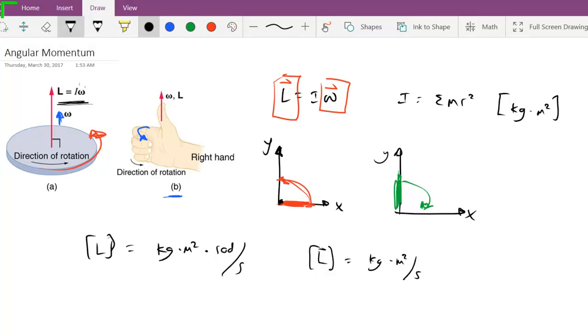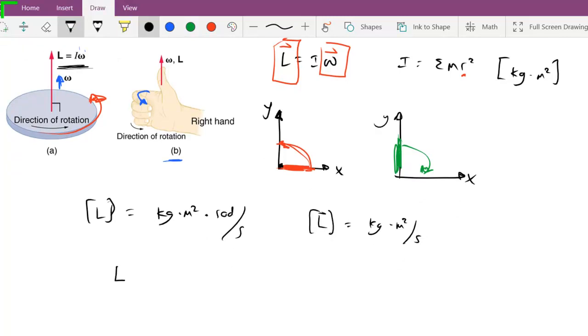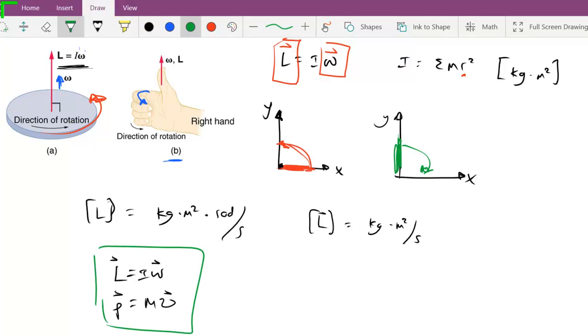So very similar to linear momentum, which was kilogram meters per second. This is kilogram meters squared per second because of the extra meters we get from squaring the distance when we talk about rotational inertia. And this equation, L equals I omega, is analogous to P equals mv. Just replacing mass with rotational inertia and replacing linear velocity with angular velocity, we have essentially the same equation here, just making the replacements that we've been making all throughout our discussion with rotational motion.